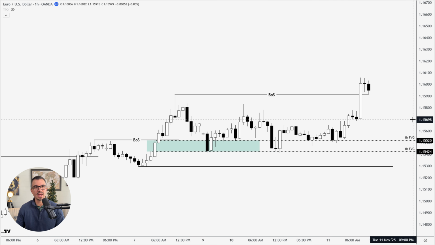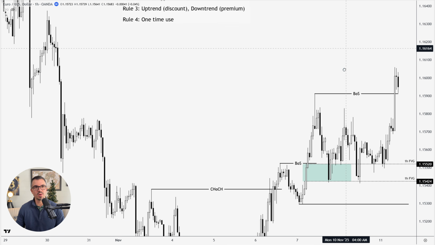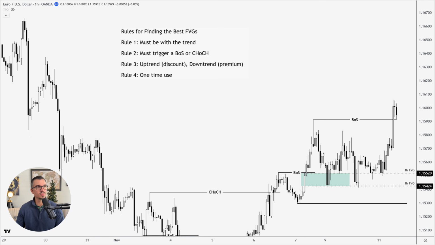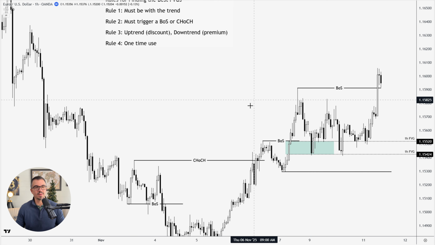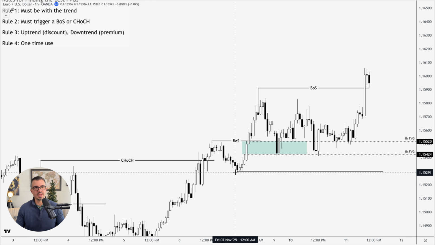So let's take a look at this now and identify what we just talked about. So we're still with the trend, right? So these rules up here, if you look at this, must be with the trend. We've satisfied that. We're still with the trend. Must trigger a BOS or change of character. We have that here, right? BOS. Now, this one right here, okay, this is what we need to do now. So we need to figure out where is the discount within this leg. So again, because we know that this is the external low down here, and this was the external high that we just broke above, what we can do here is we can start drawing out our fibs.